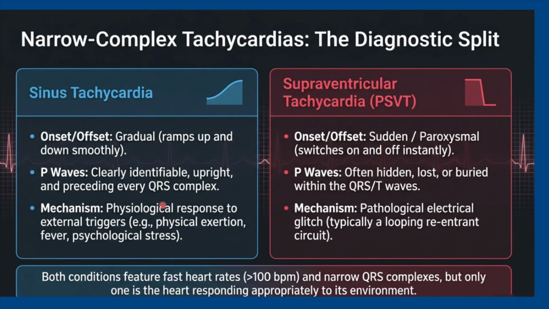Sinus tachycardia is usually a physiological response to an external trigger like physical exertion, fever, or psychological stress, but supraventricular tachycardia is a pathological electrical glitch which happens due to a looping reentrant circuit. So both of them have fast heart rate, both of them are regular, but they are different.